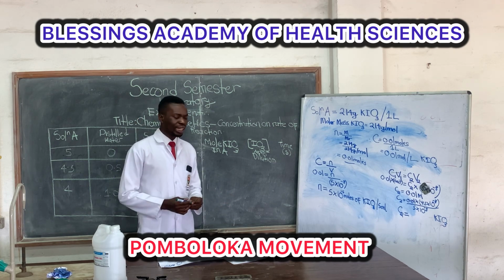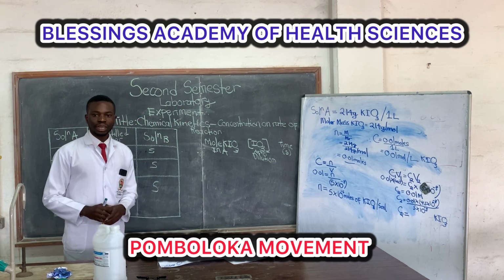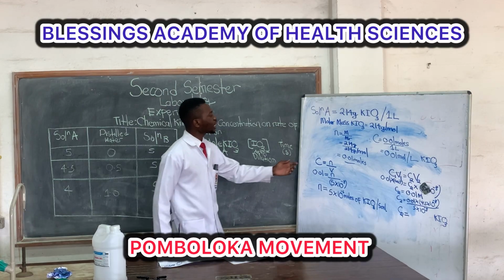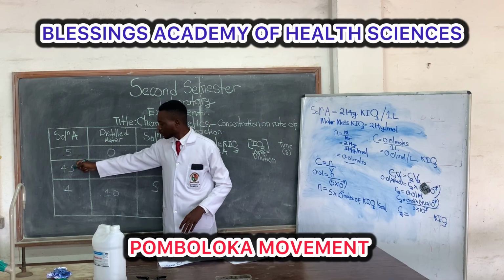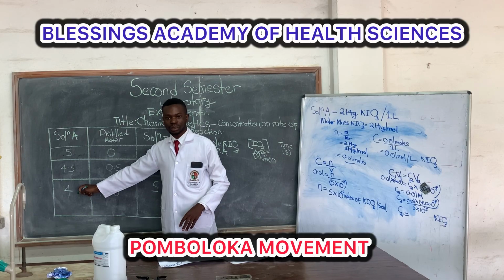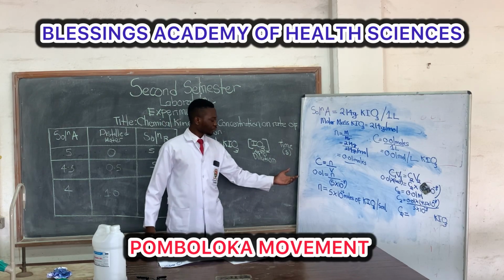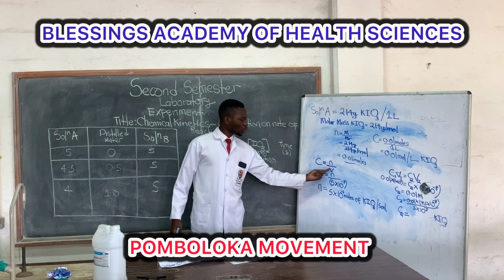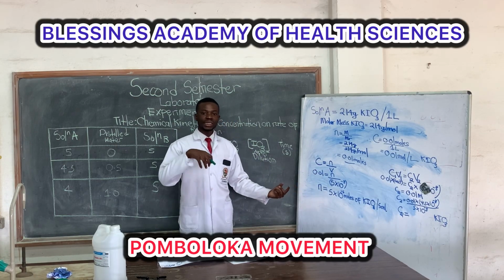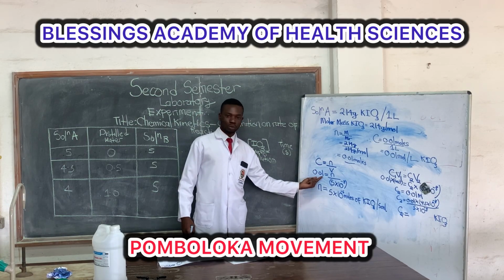So now we want to find out what would be the moles and the concentrations of the potassium iodide at 5 mLs, at 4.5 mLs, and also at 4 mLs. So we come back here. We're saying that concentration is given by number of moles over the volume. The concentration that is already existing there is 0.1 moles.